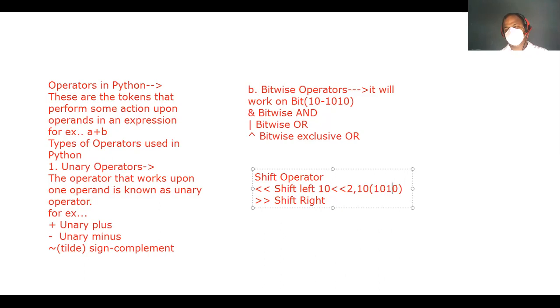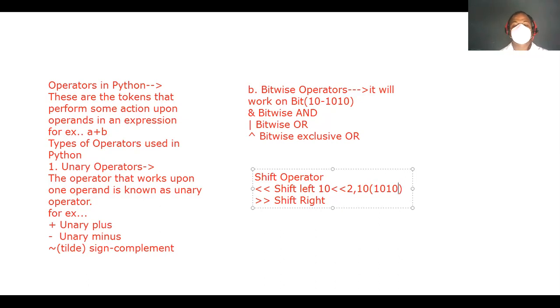You have to replicate like this: 1, 2, 4, 8, 16, 32. Likewise, you have to move from right to left direction. So this is 1 into 0, 0. This is 2 into 1, 2. This is 4 into 0, 0. This is 8 into 1, 8. So 8 plus 2 is 10. That is why I am telling you this is the binary of 10.